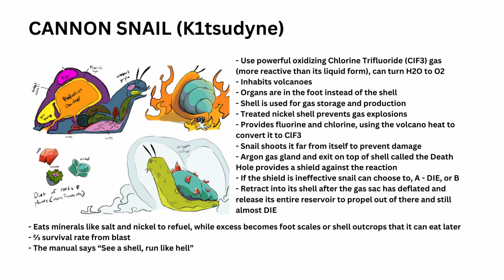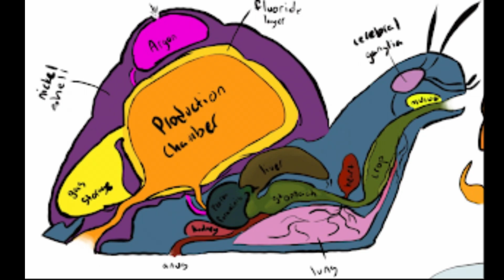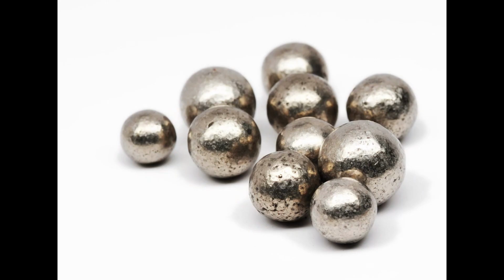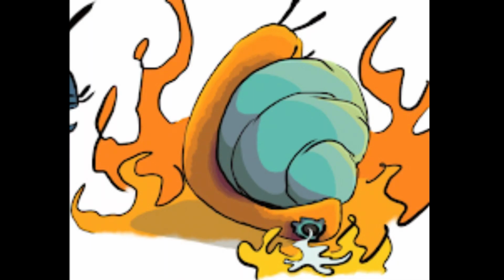Moving on to environmental chemical combination, first place goes to Kitsu and their cannon snail. Volcano-dwelling snails similar to the scaly-foot gastropod, but just as dangerous as its habitat. Their shells are specialized to store and produce chlorine trifluoride gas, or ClF3. This gas is extremely reactive and can convert water into oxygen. ClF3 is also so reactive that it requires a special metal container of treated nickel, which is what their shells are made of. They shoot this gas far from themselves to create a fiery hellscape.